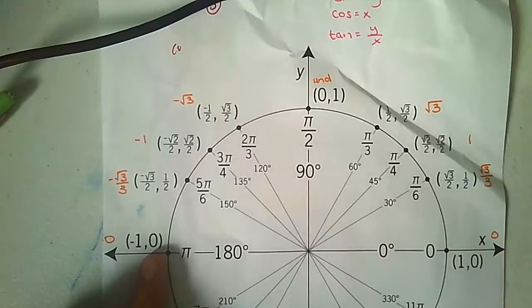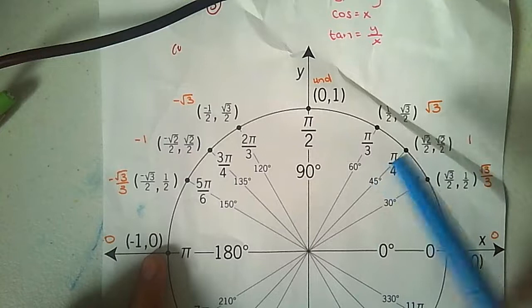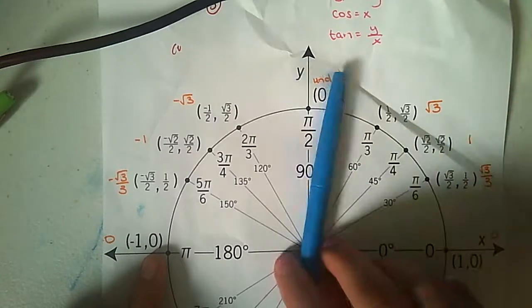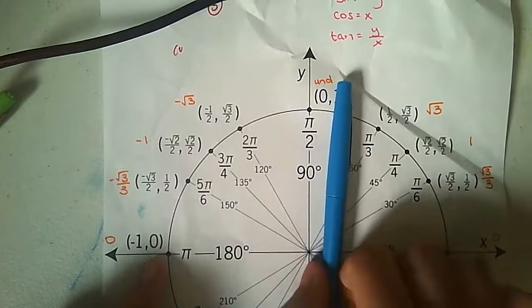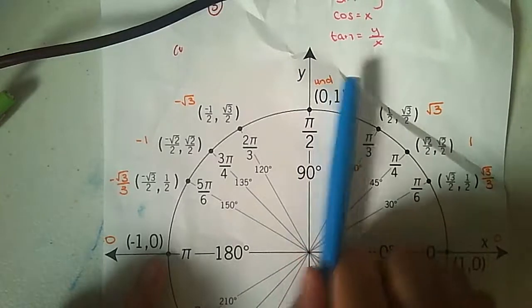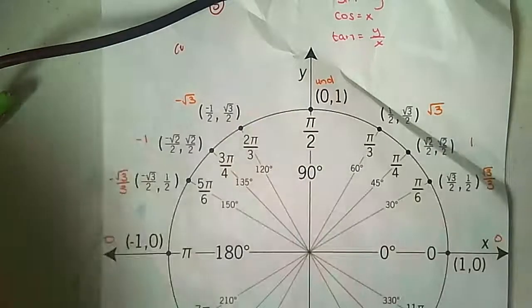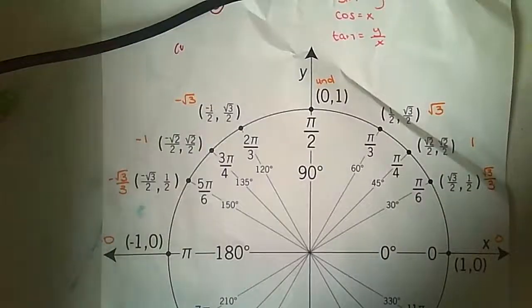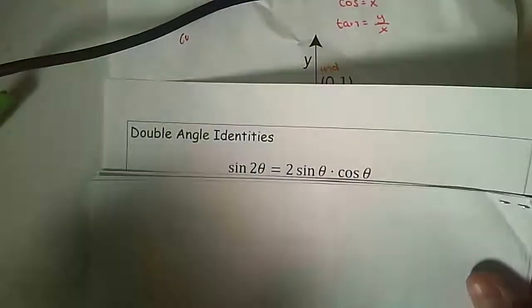So the double angle identities give us little formulas, little identities that we can use that would tell us what the sine would be or what the cosine would be if we were to double that angle. So I'm going to go ahead and show you what those identities look like, and then we'll talk more about them. So there's one for sine, cosine, and tangent.